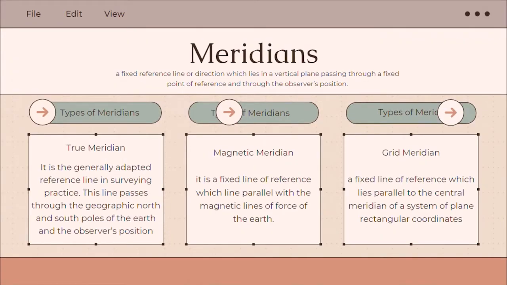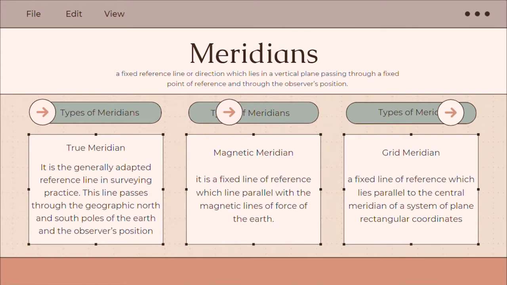The following are important definitions and terms related to the topic. First is meridian. Meridian is a fixed reference line or direction which lies in a vertical plane passing through a fixed point of reference and through the observer's position. Next is true meridian. It is sometimes known as the astronomic or geographic meridian. It is the generally adopted reference line in surveying practice. This line passes through the geographic north and south poles of the Earth and the observer's position.